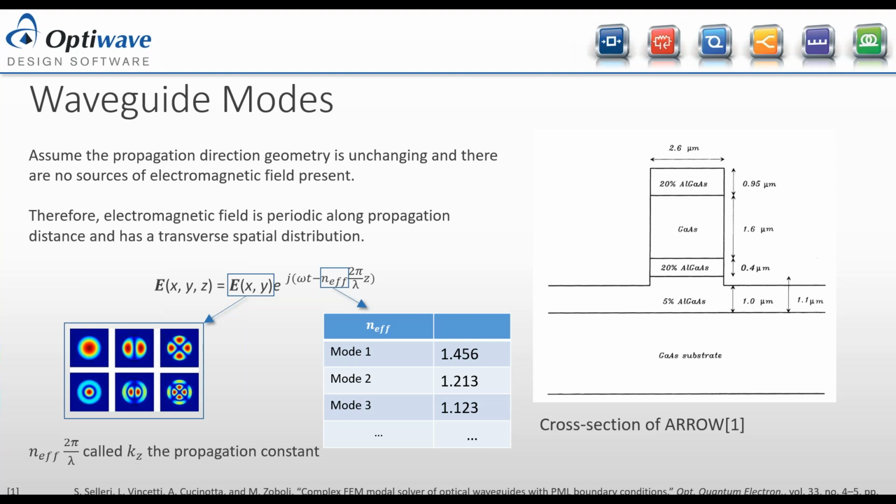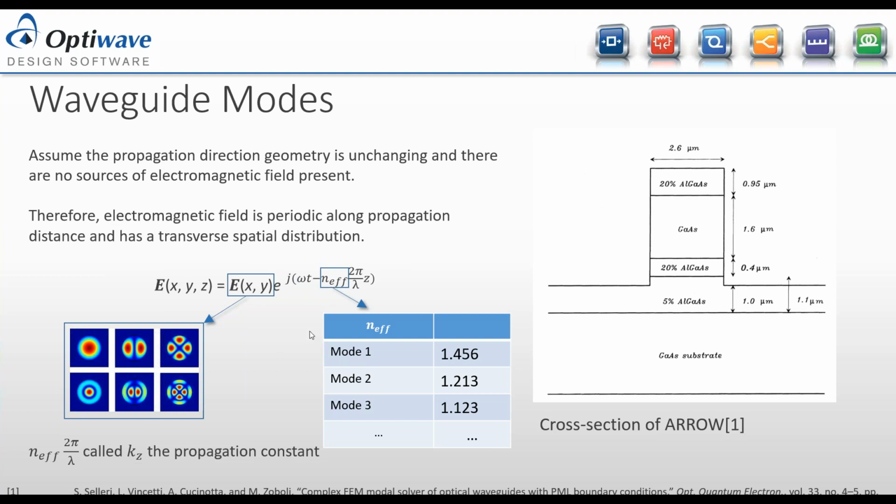And we find that if we use a solution where the electromagnetic field is periodic along the propagation distance, it will have a transverse spatial distribution, a complex field, as well as a propagation constant, or you can also describe it with an effective index. We also use here the fact that it's a harmonic field, so we have the omega t here, right, at a certain frequency.